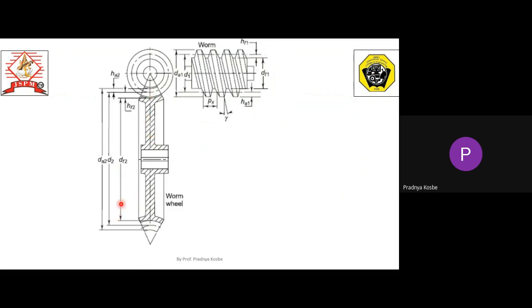Now in the same way for the worm wheel, D2 is the pitch circle diameter of the worm wheel, DA2 is the addendum circle diameter of the worm wheel, DF2 is the dedendum circle diameter of the worm wheel, HA2 is the addendum height of the worm wheel, and HF2 is the dedendum height of the worm wheel.